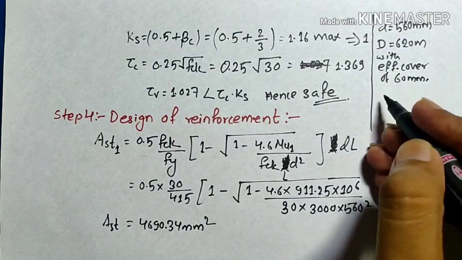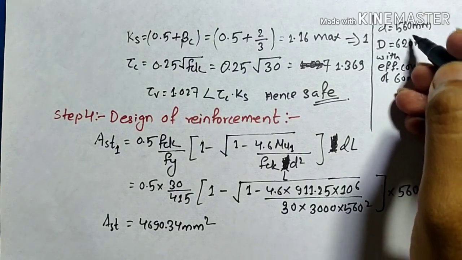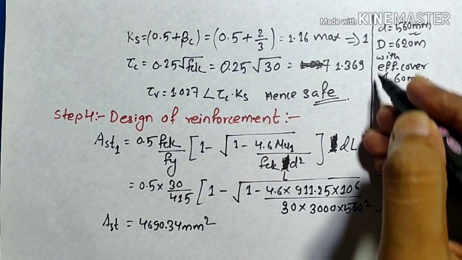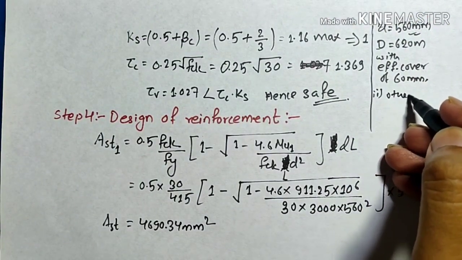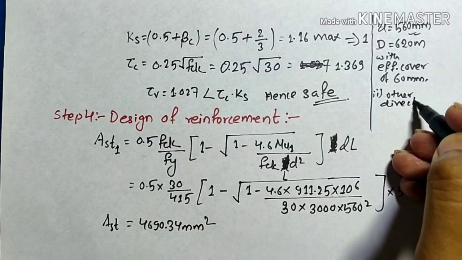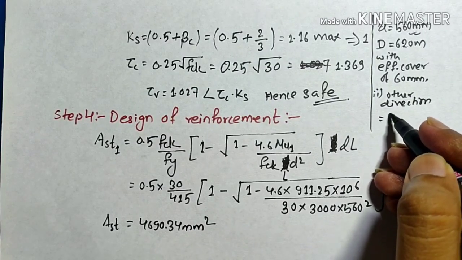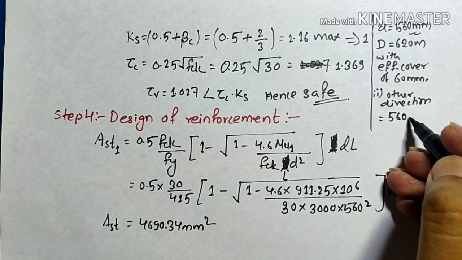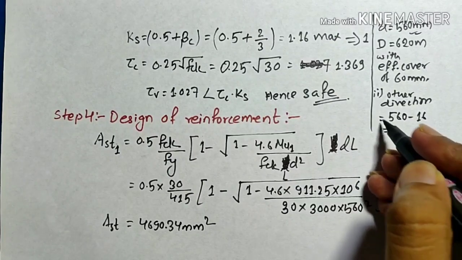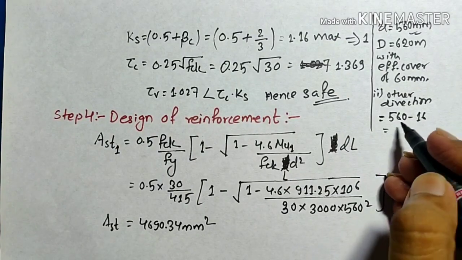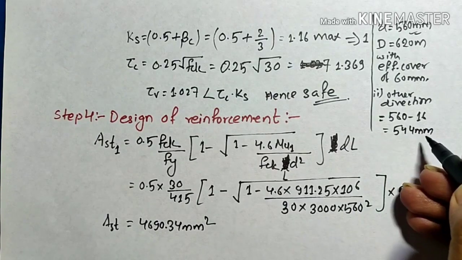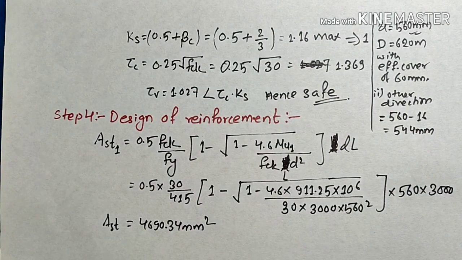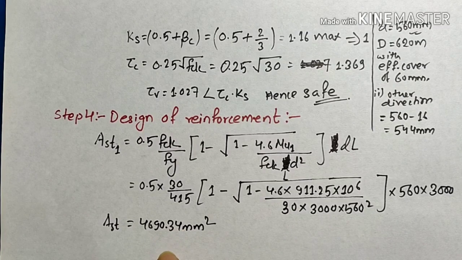This will be the overall effective depth in one direction first, and the effective depth in the other direction equals 560 minus 16 millimeter, because in the other direction we will be providing the 16 millimeter dia bar, so it will be equal to 544 millimeter. I am really sorry for this. And now let's find out the number of bars here and the spacing between the bars.